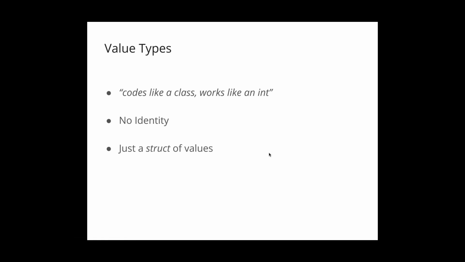Thanks. Yeah, so I'm going to be talking a little bit here about value types. The idea with value types is that they code like a class and work like an int. That's the kind of mantra that people are going with for value types. The idea there is that there is no identity to a value type. If you've got a normal object, you've got a heap object sitting there somewhere and there's a reference to it. And you've got the concept of identity-based equality: is that the same exact object? And value-based equality, which is: are the actual values the same? Value types try to unify the two. So there's no concept of an independent identity. It's just a struct of values.